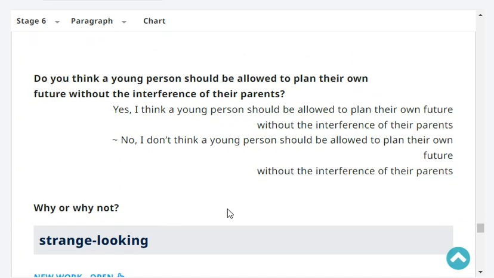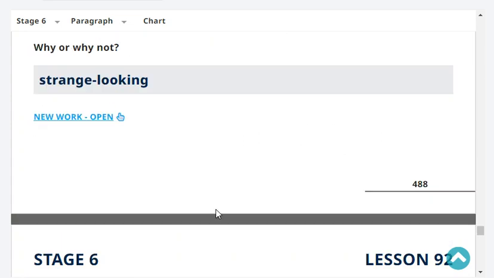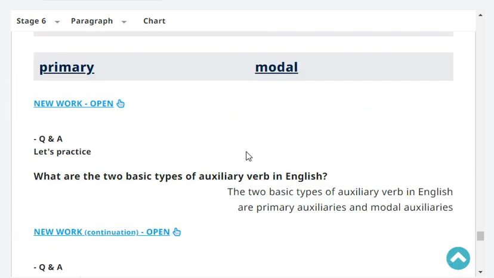Do you think a young person should be allowed to plan their own future without the interference of their parents? Yes or no? No, I don't think a young person should be allowed to plan their own future without the interference of their parents. Why not? Because they are young. Yeah, very good. Okay, next.